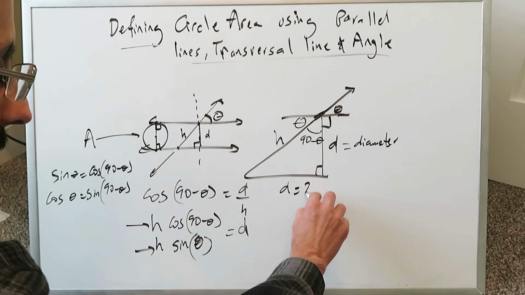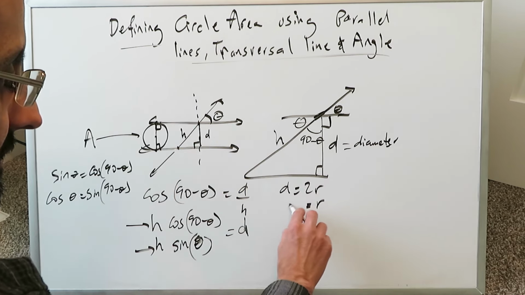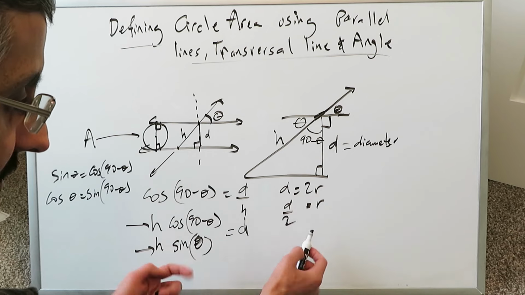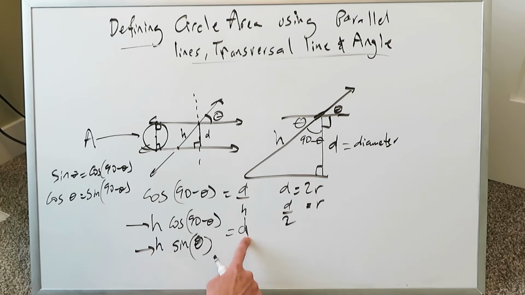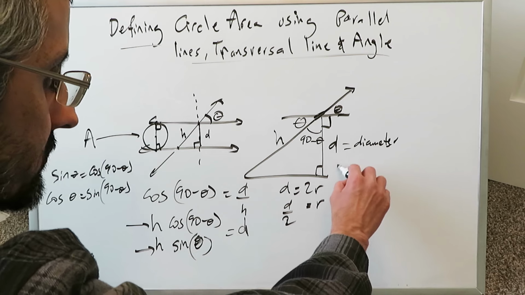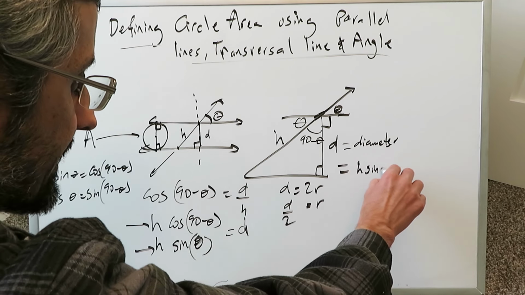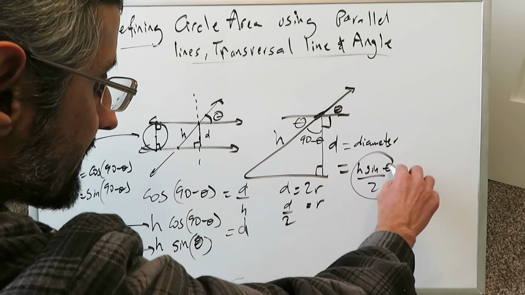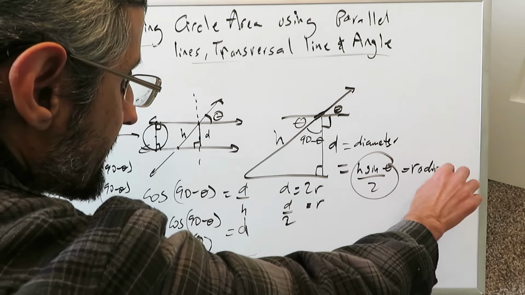And you know diameter is always equal to twice the radius. Radius is equal to D over 2, right? Half the diameter is your radius. And then this right here would very well equal H sine theta over 2. And this right here would be your radius, and we've determined the radius.